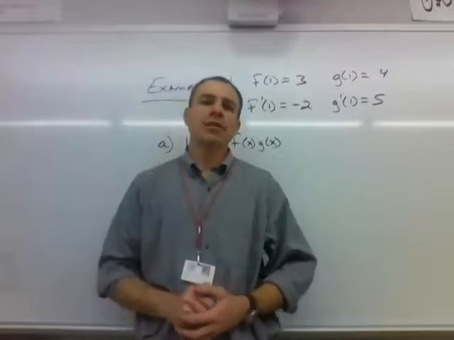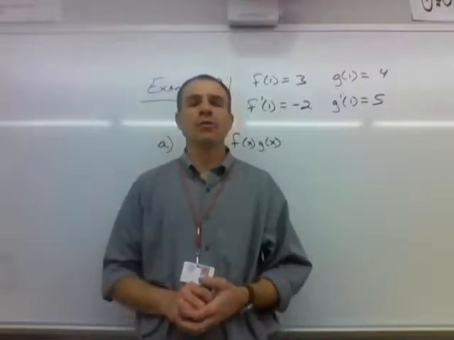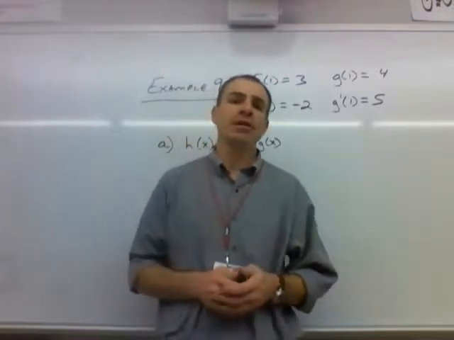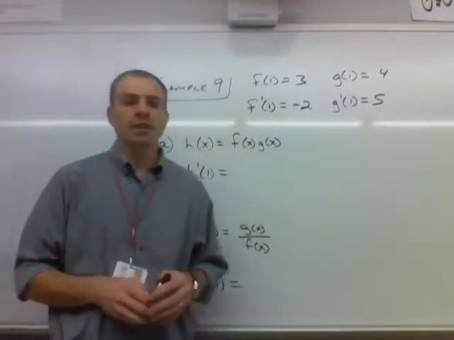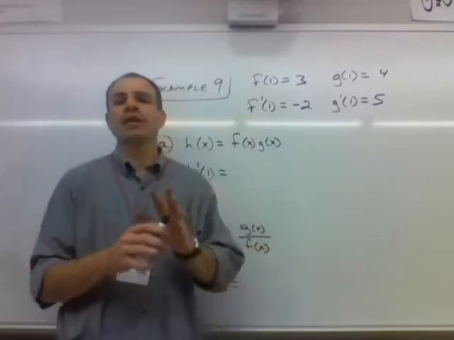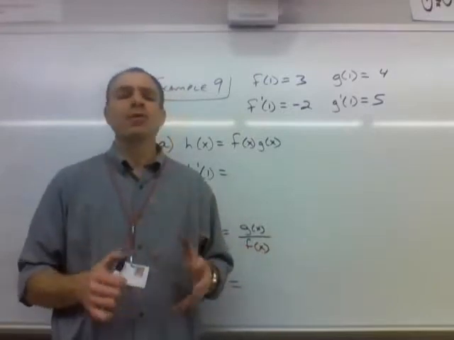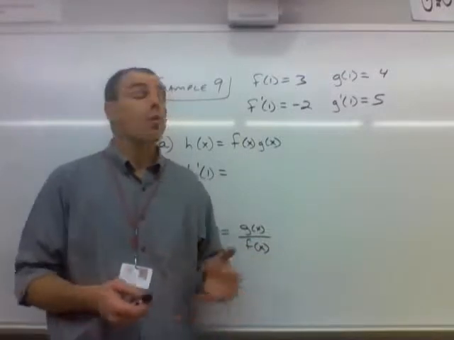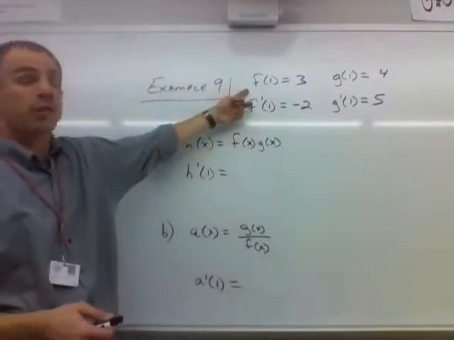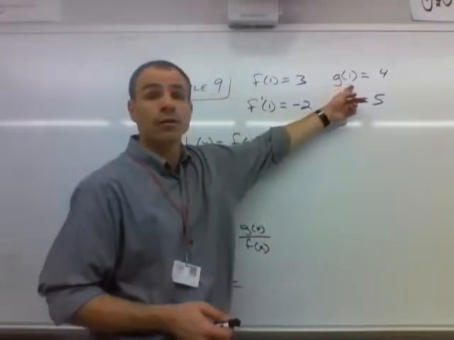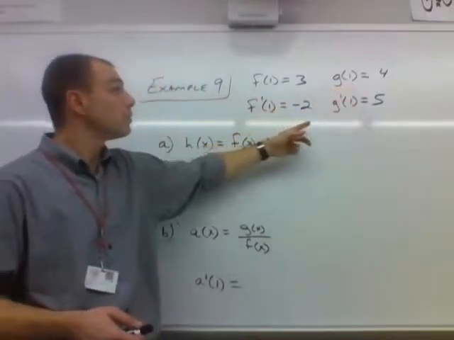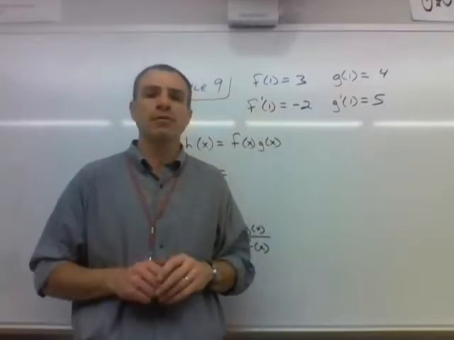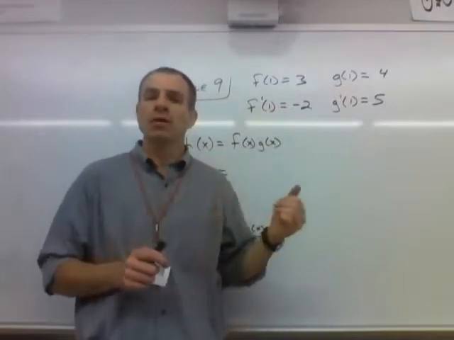It's good to have a general idea of the product and the quotient rule without there actually being any functions to derive. And that's what example 9 is all about. We have two functions f and g, and we're going to say that they're differentiable. We can take the derivative wherever we want to, but we don't know what f of x and g of x have for their exact formulas. What we do know is that f of 1 is 3, and g of 1 is 4. F prime of 1 is negative 2, and g prime of 1 is 5. Okay, so we have just those four specific values, and we're going to use those four for the two parts.